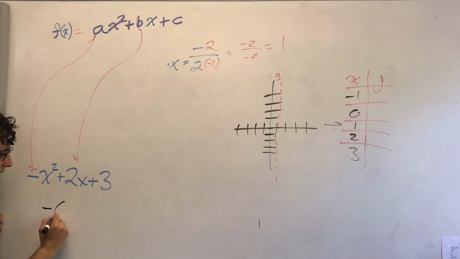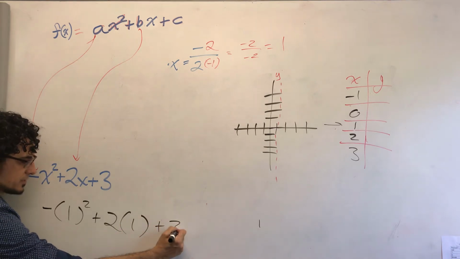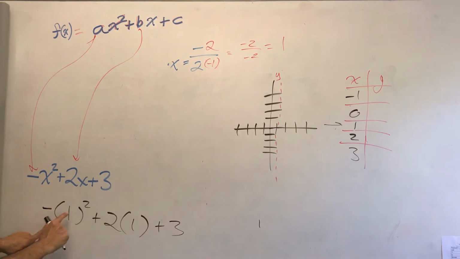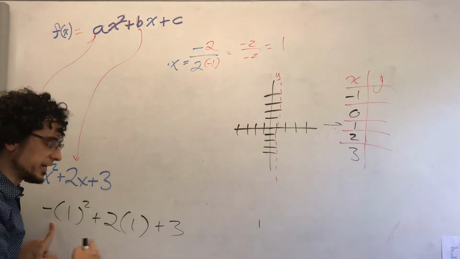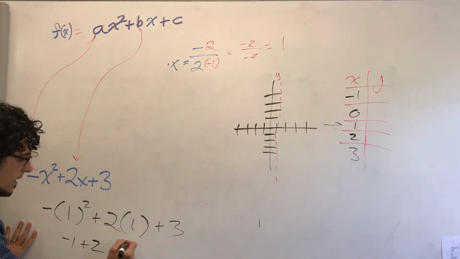I'm looking at negative of 1 squared plus 2 times 1 plus 3. So remember, the negative's on the outside. I have this bad boy squared. Hey, what's 1 squared? It's 1. And then I have a negative. So I'm negative 1 plus, hey, what's 2 times 1? Oh, it's 2 plus 3.